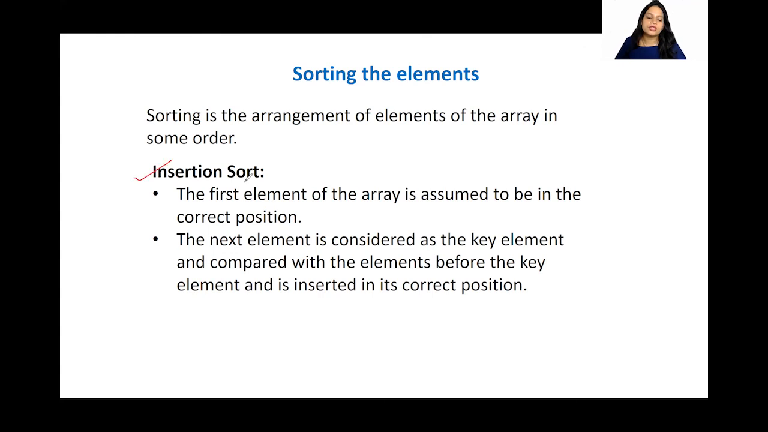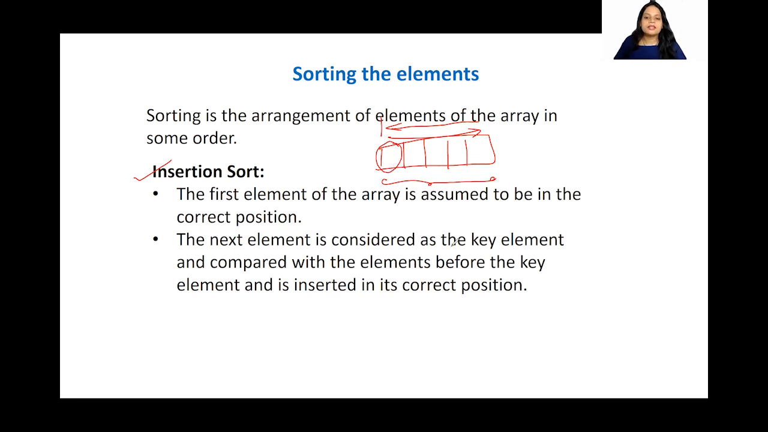Now, what is this insertion sort? The first element of the array is assumed to be in the correct position. So suppose I have an array something like this. I want to arrange the data items in some order. It can be ascending, it can be descending. So how am I going to do it? The first element of the array is assumed to be in the correct position. We are going to take this as a sample, okay? And I'm going to think that this is in the correct position, okay?